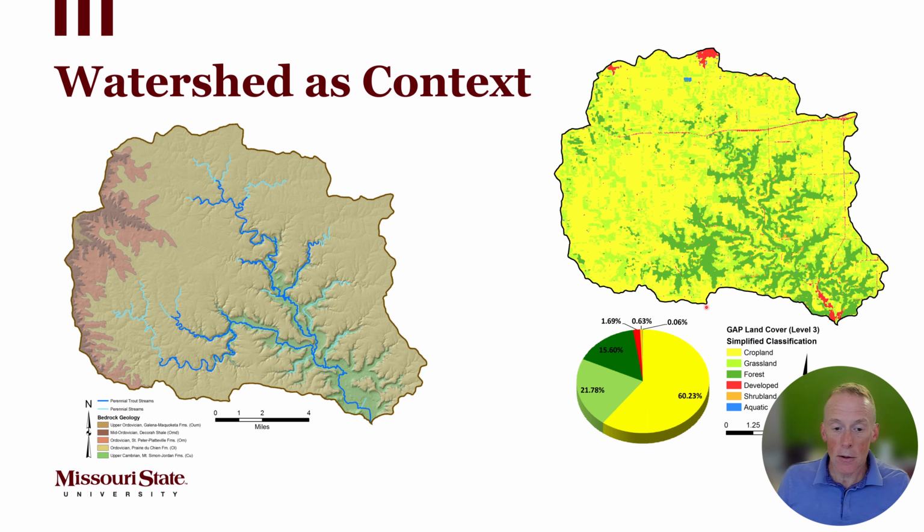So other things we might map in a watershed, shown over here on the right side of the screen, are the types of land use. So we have croplands, grasslands, forest, developed. You can see there's not much urban developed land use within this watershed. Most of the watershed, about 60%, is cropland. So that's going to affect how fast the water runs off, how much of it gets absorbed and held in the soil, and so forth.